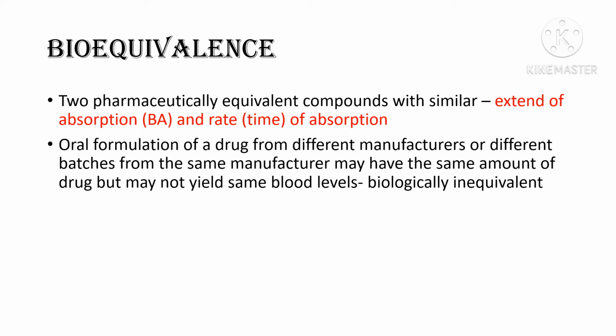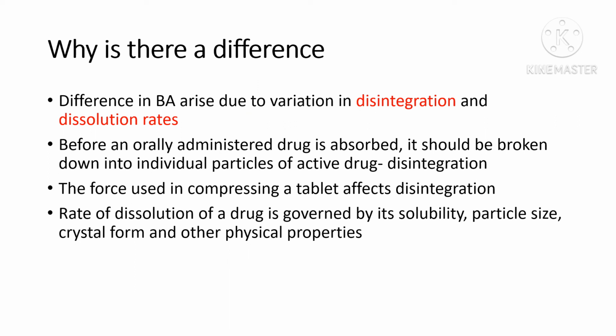So two pharmaceutical compounds are said to be bioequivalent when they have similar extent of absorption, that is similar bioavailability and rate of absorption. Oral formulations of a drug from different manufacturers or different batches from the same manufacturer may have same amount of drug, but they may not yield the same blood levels. This is because they are biologically inequivalent. Why do different preparations of the same drug does not give same blood level? This is because there is a variation in disintegration and dissolution rates.